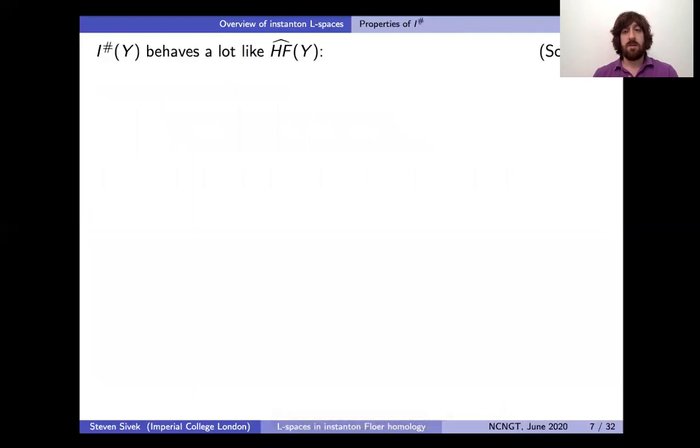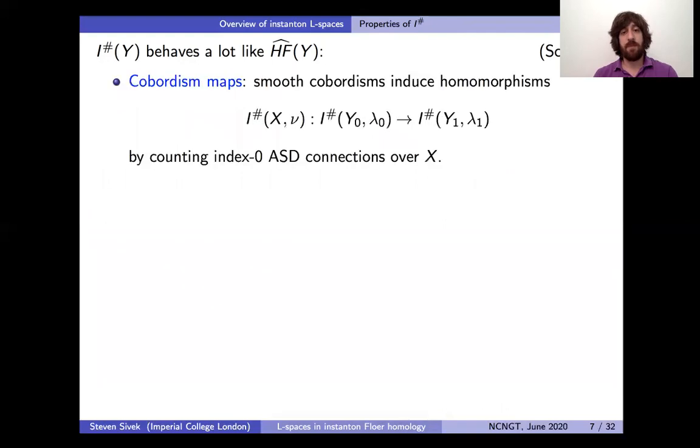So this was studied a bit by Chris Scaduto, who proved that it had a lot of things in common with HF-hat. For example, if you have a smooth cobordism between 3-manifolds, and maybe a smooth surface inside there connecting the multi-curves lambda, then you get a homomorphism on I-sharp. And the way you define it is you count index 0 anti-self-dual connections over the cobordism, or over a completion of it, in the same way as the differential would be defined by counting such connections over the product R times Y.